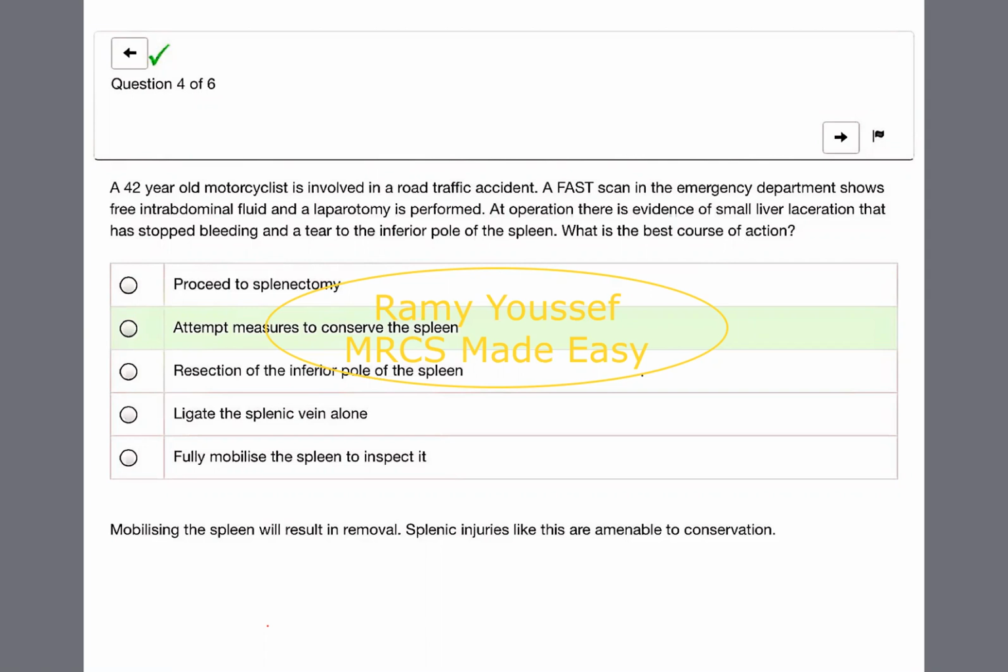He just wants you to put some concepts. Here is the bleeding, there is some from the liver that stopped, and some from the lower part of the spleen, and it can be stopped, and you can go for conservative treatment. Next question.